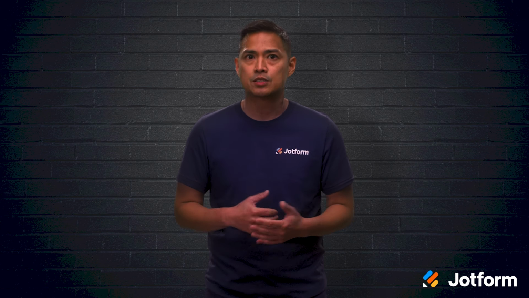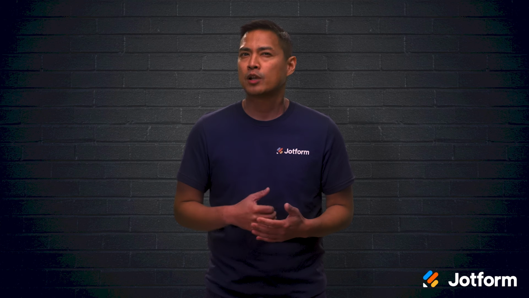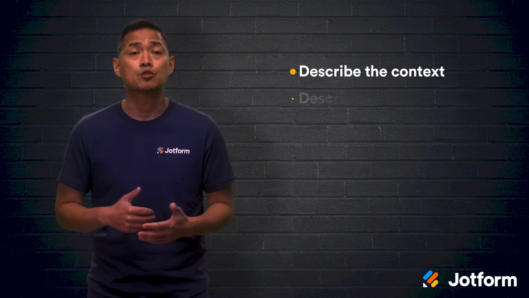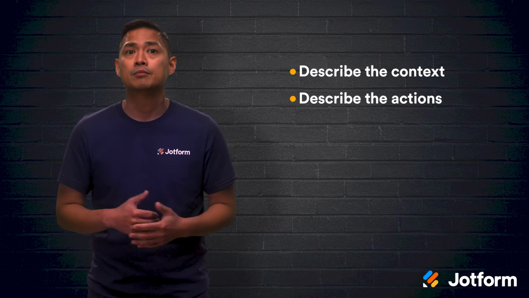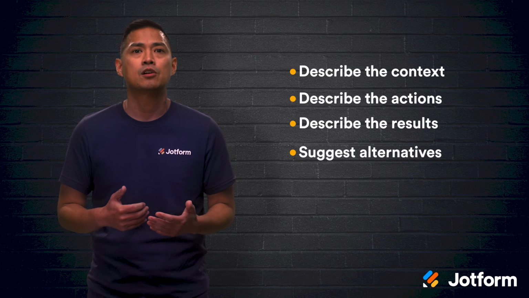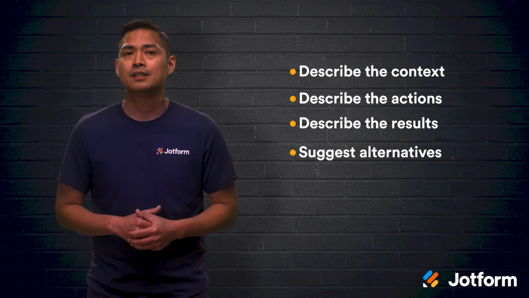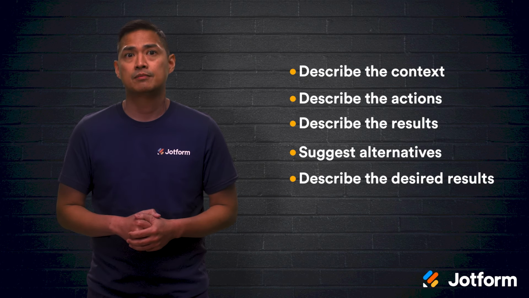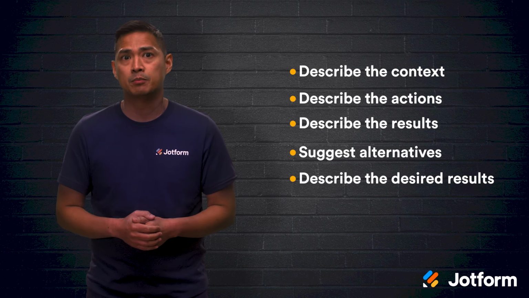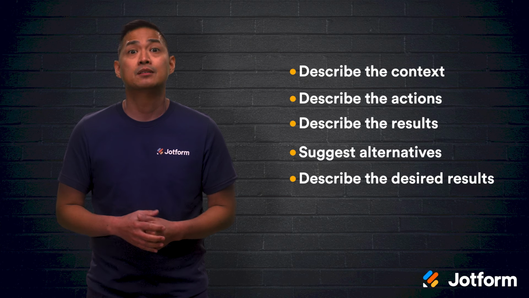To ease the process for you and the recipient, try delivering your feedback in a structured manner by following these 5 steps. First, describe the context. Second, describe the actions. Third, describe the undesirable results. Fourth, suggest alternatives. Fifth, describe the desired results. And always include positive feedback alongside critical feedback to reassure the recipient that they are valued.